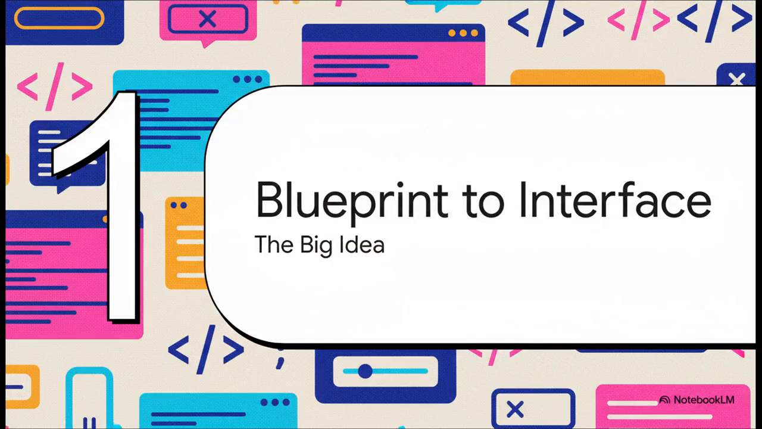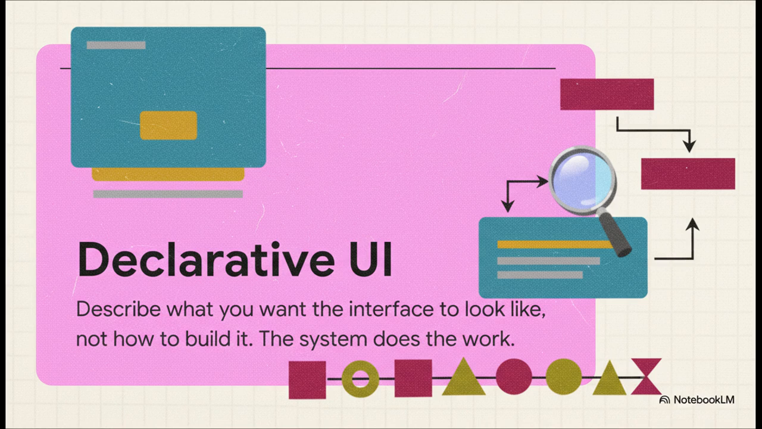To really get this, we just need to wrap our heads around one central idea. Instead of us writing code to build the interface piece by tiny piece, we're just going to describe what we want it to look like. And then we let the system do all the heavy lifting for us. This whole approach has a name. It's called a declarative UI. And it kind of flips the whole process on its head.